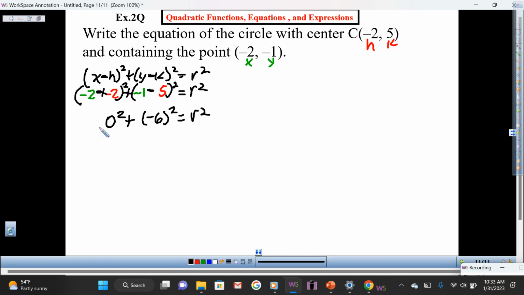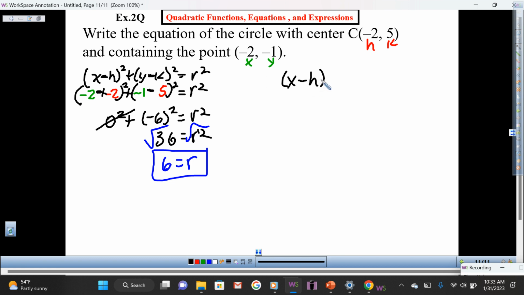So, do we need the 0? No. This is 36 equals r squared. And what's our last step, everyone? Square root, 6 equals r. Hands, have you got that? All right. And then all we need to do is substitute the radius and the center into our original.